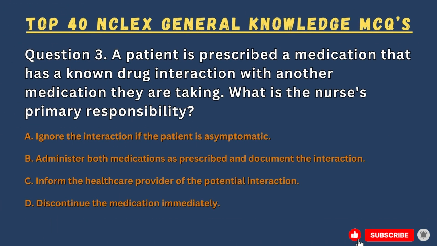Question 3. A patient is prescribed a medication that has a known drug interaction with another medication they are taking. What is the nurse's primary responsibility? A. Ignore the interaction if the patient is asymptomatic. B. Administer both medications as prescribed and document the interaction. C. Inform the healthcare provider of the potential interaction. D. Discontinue the medication immediately.